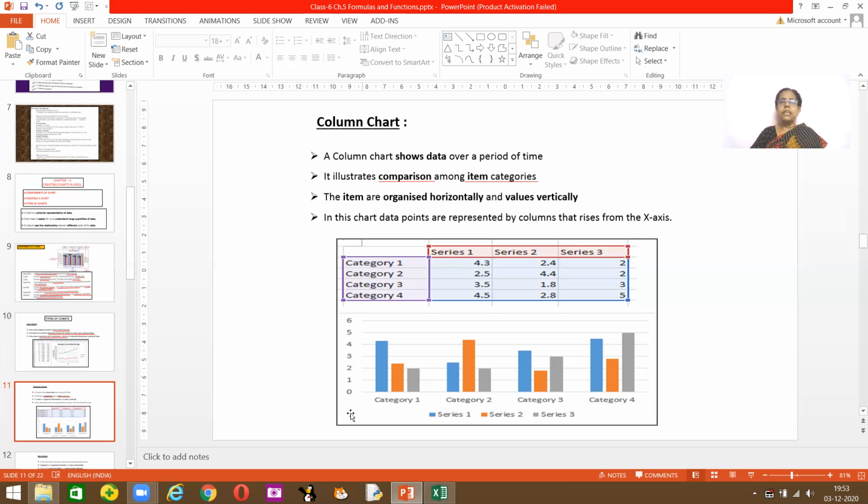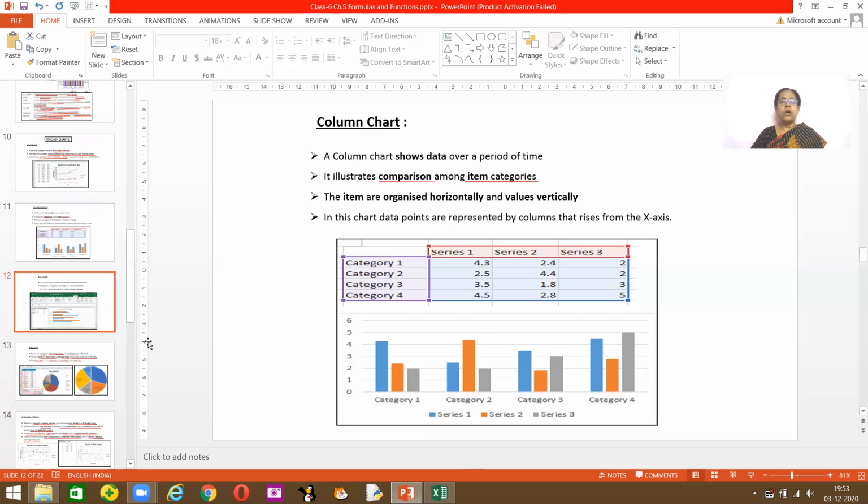So in this chart, data points are represented by columns that rise from the x-axis and go upwards. Clear? From down to up. From the x-axis, it is rising up. This is called a column chart. Coming to the next chart.